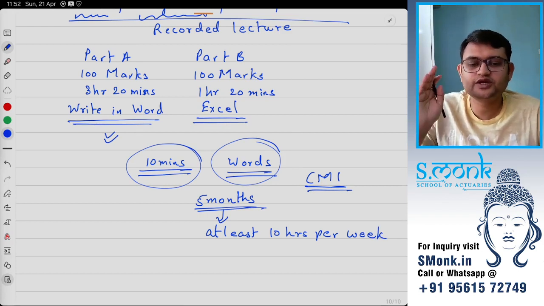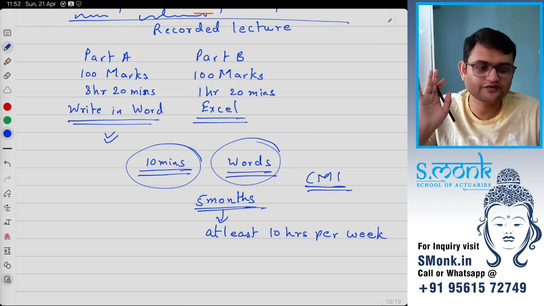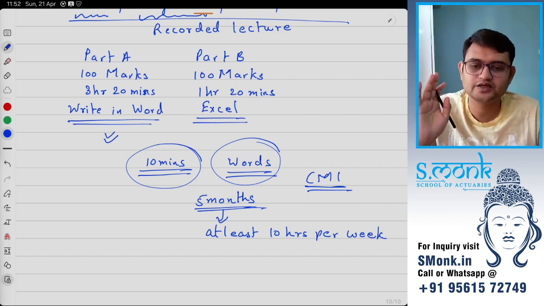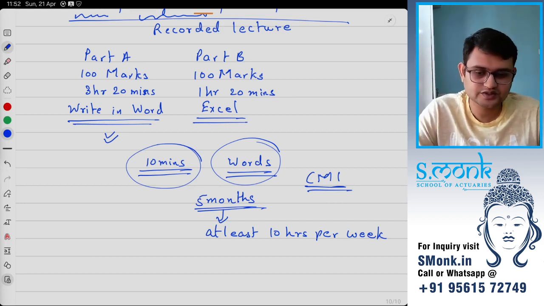This does not include typing practice, because everybody's typing speed will be different. You will have to spend more time practicing on Word. This is just studying time.